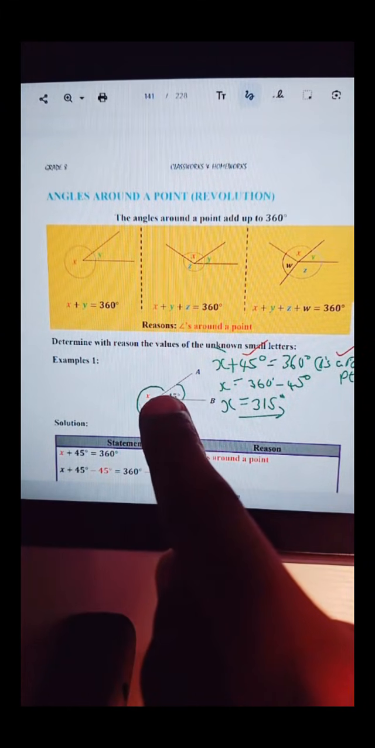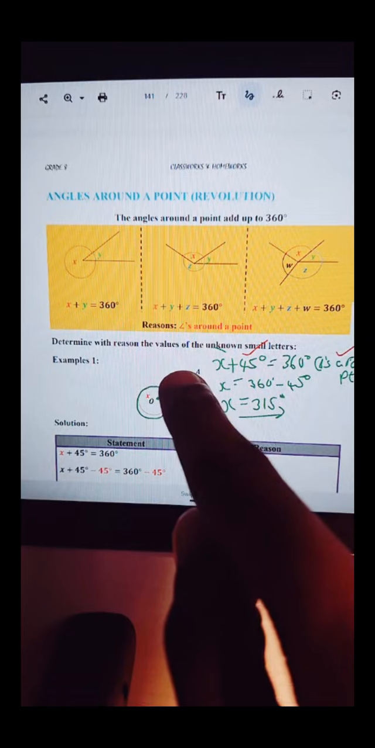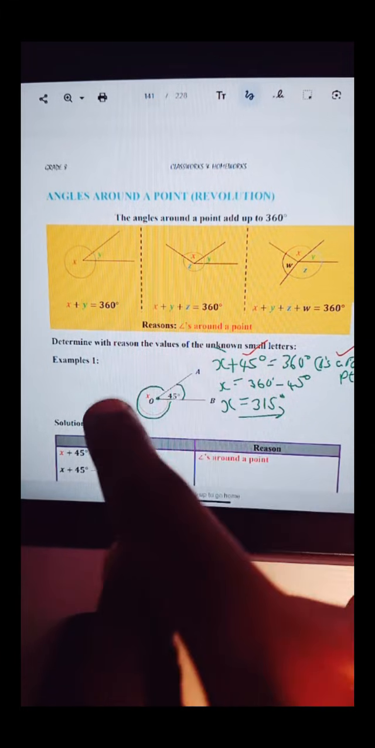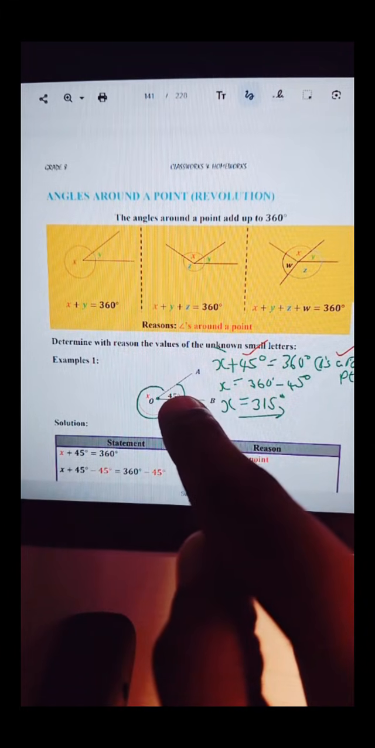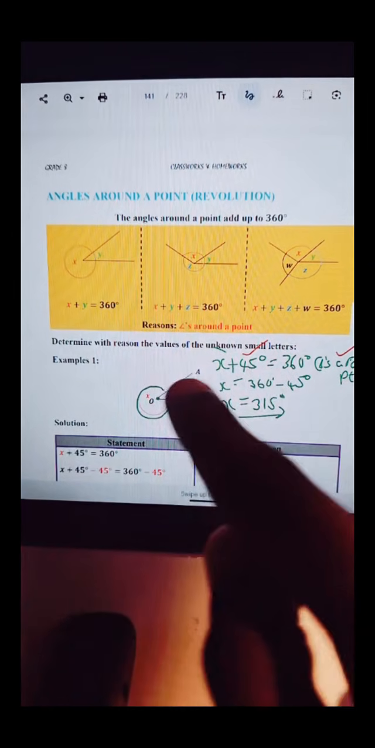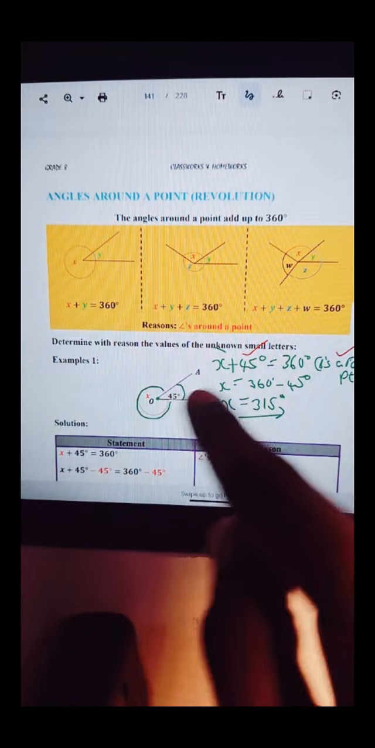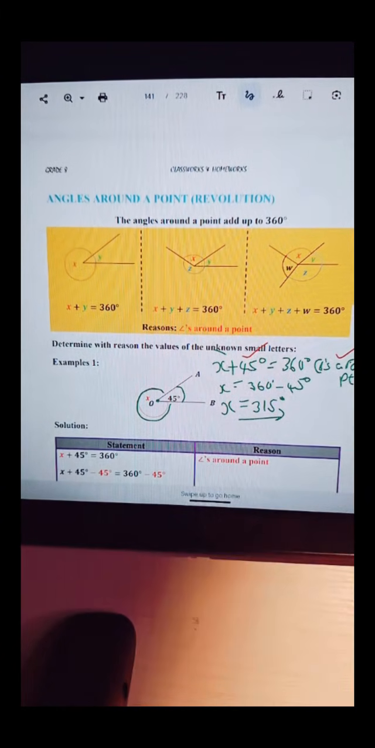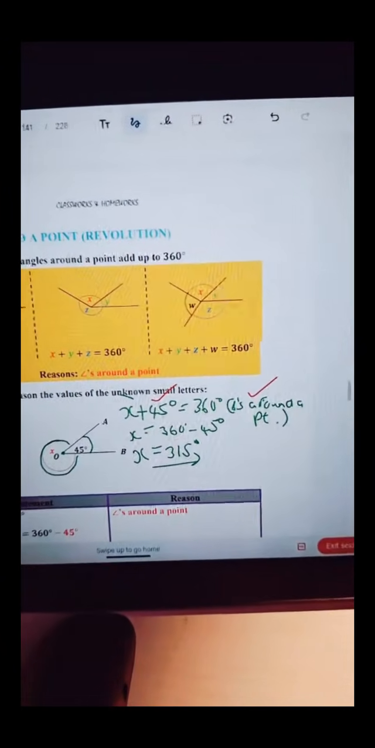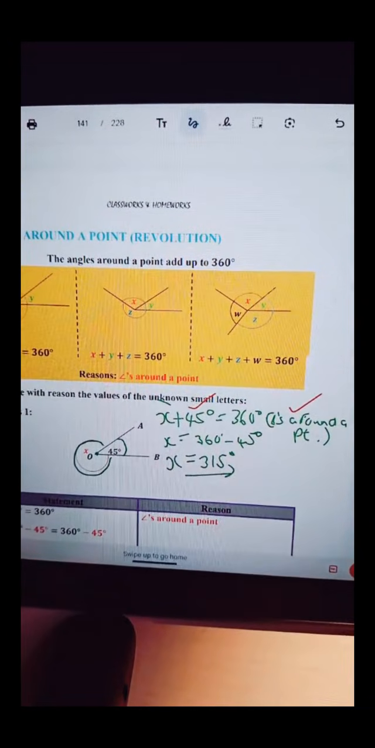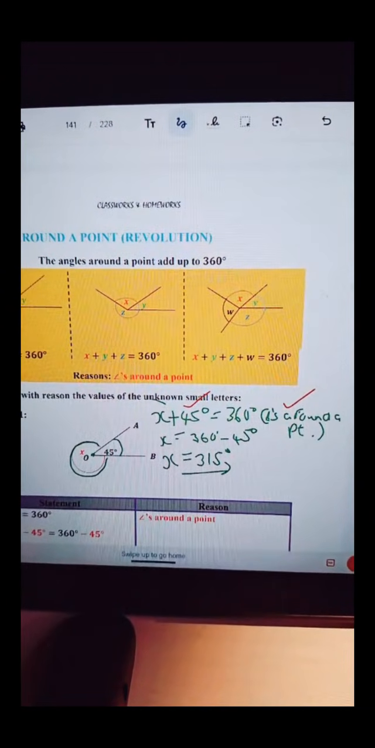So here, if you look at this diagram, 45 degrees, then the entirety of X back to where 45 degrees started. So this is a full circle as well. So we say X plus 45 degrees. We can't say 180 for this. We say 360. And what is our reason? Angles around a point.